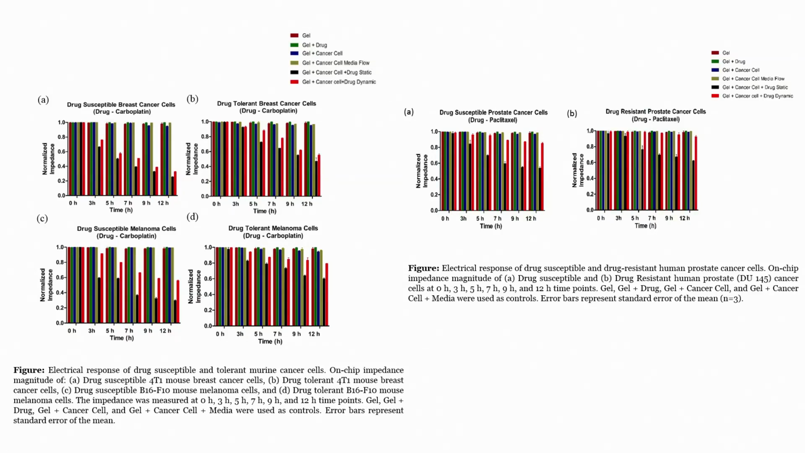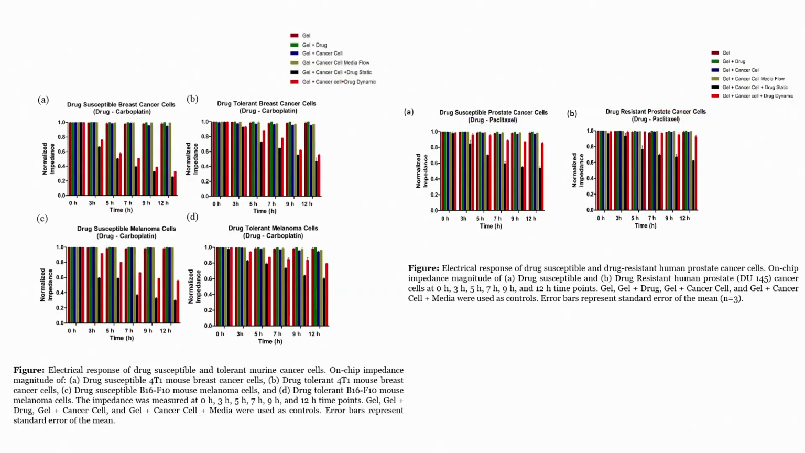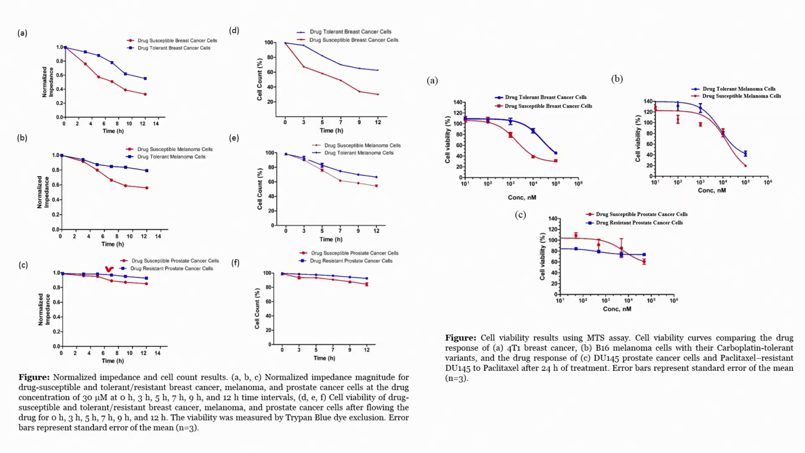We also tested prostate cancer cells, which are human prostate cancer cells, DU145, and prostate cancer cells that are resistant to the drug, and we have seen the plot. Similarly, for breast cancer we have used 4T1 mouse breast cancer cells, and for melanoma B16F10. So here, if you see the signature, we can clearly see that if the drug is effective, for a given drug, we can clearly understand the difference in the impedance when we pass the drug for about 12 hours.